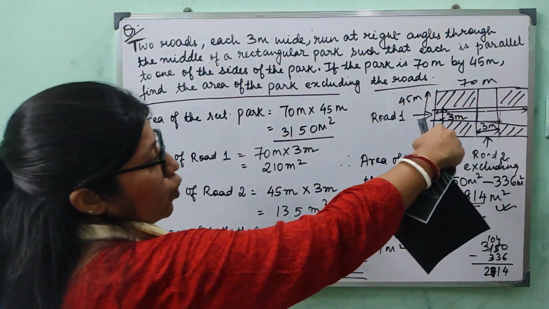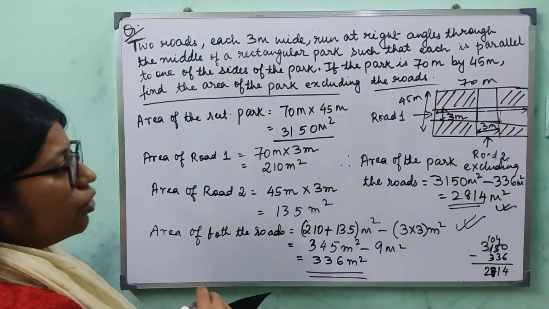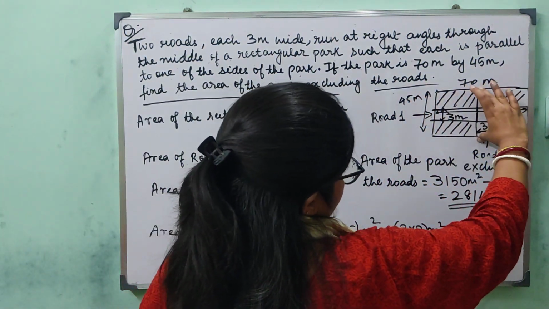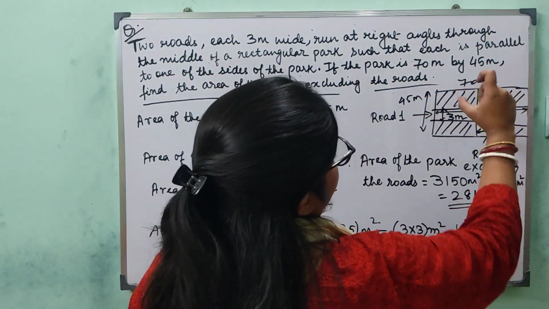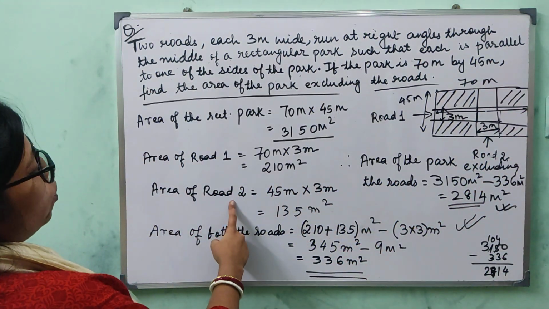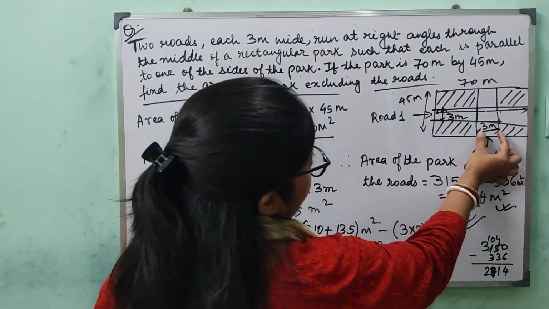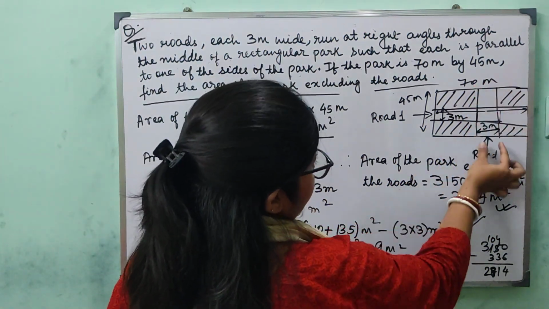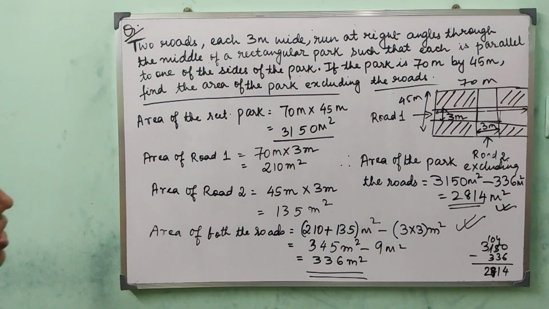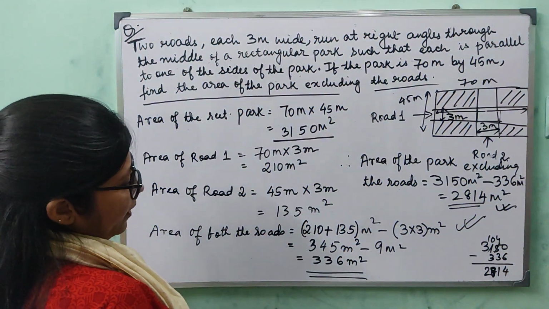Now the area of road 2, this road. The second road was parallel to the breadth, and the breadth was 45, so this one also has a length of 45 meter. So the area of road 2 will be 45 meter into, since the width is also 3 meter for this road, 3 meter. So 45 meter into 3 meter, which is 135 meter square.